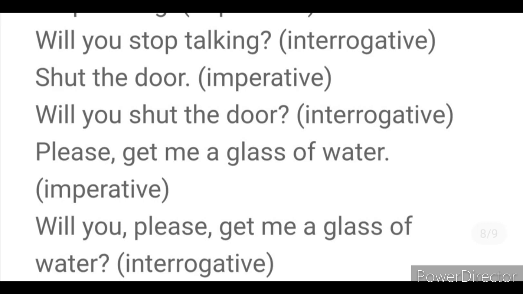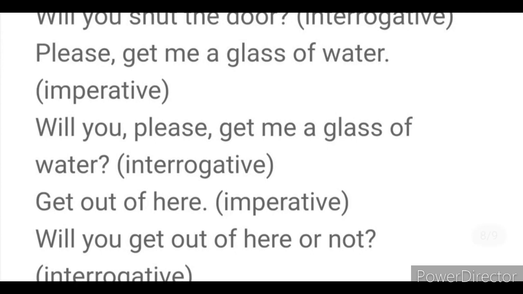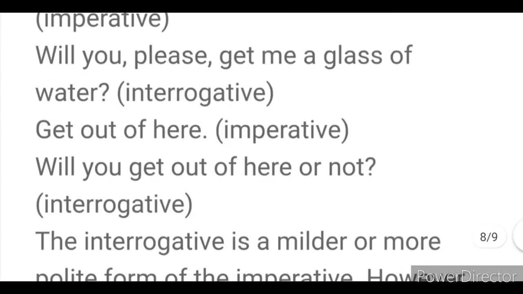Here it is a request. Even requests are imperative sentences. Command, order, request, plea. Let's see. Please get me a glass of water. Imperative. Will you please get me a glass of water? Get out of here. Imperative. Will you get out of here or not? You can avoid writing or not. You can simply write, will you get out of here? Will you just get out of here? Even that is also possible.